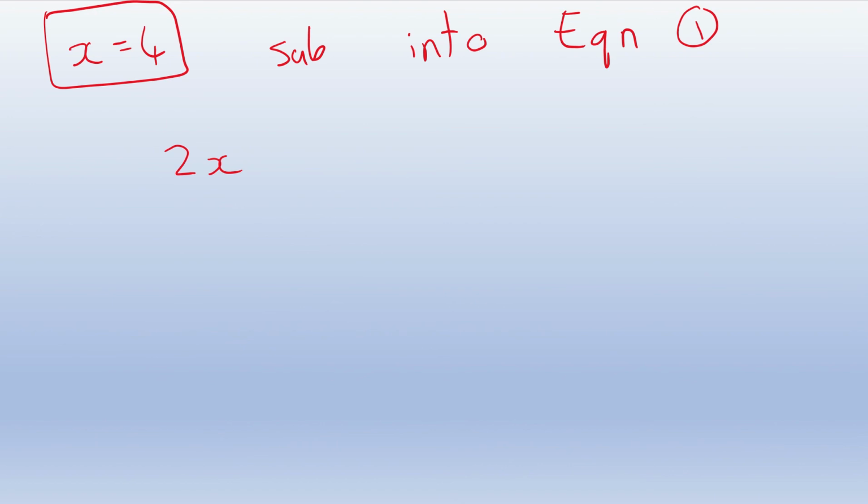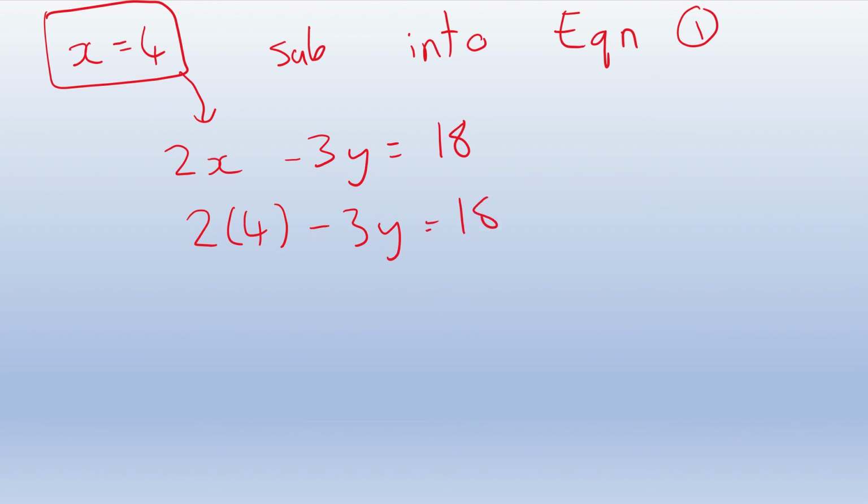2x minus 3y is equal to 18. Now I know that x is equal to 4, so I substitute that in. So I'm going to have 2 times 4 minus 3y is equal to 18. I'm going to have 8 minus 3y is equal to 18.